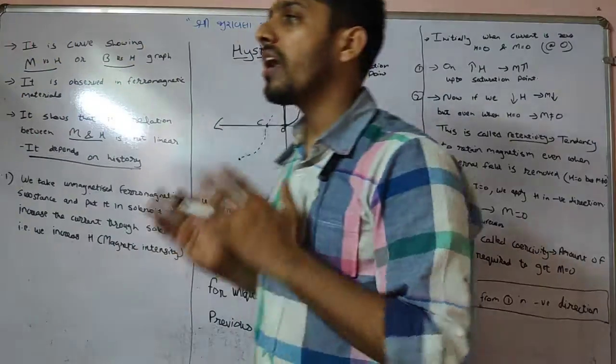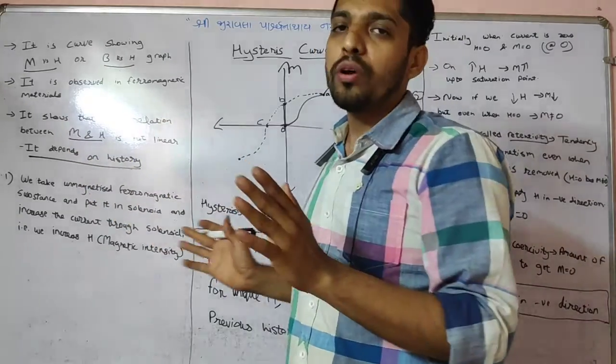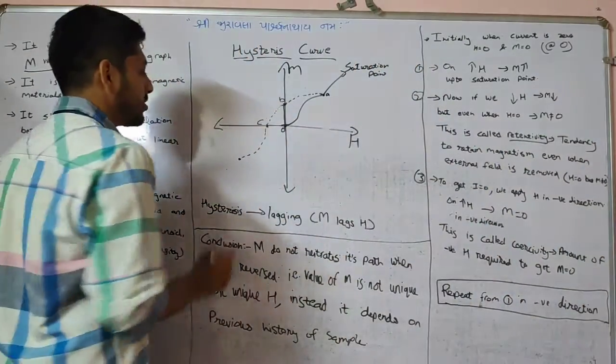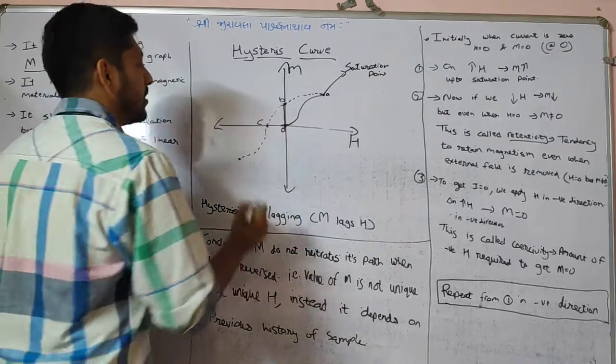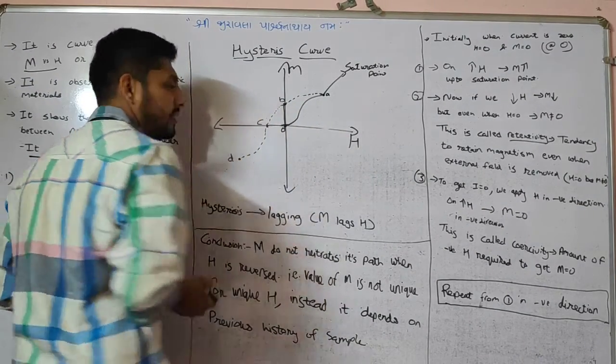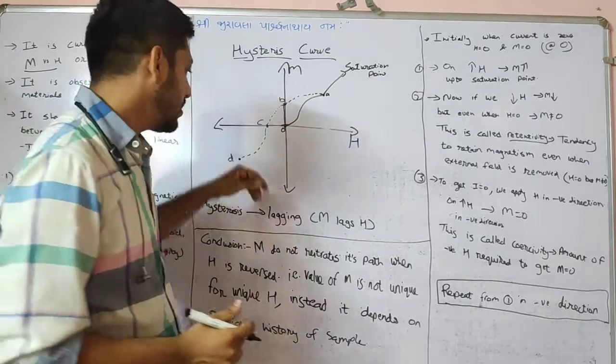And once all are aligned, if I increase the external magnetic field in this direction, it will have no effect on the material, which means that this will act as a saturation point in the reverse direction. Suppose I name it as point D. Okay. So from here I will once again reverse the cycle.